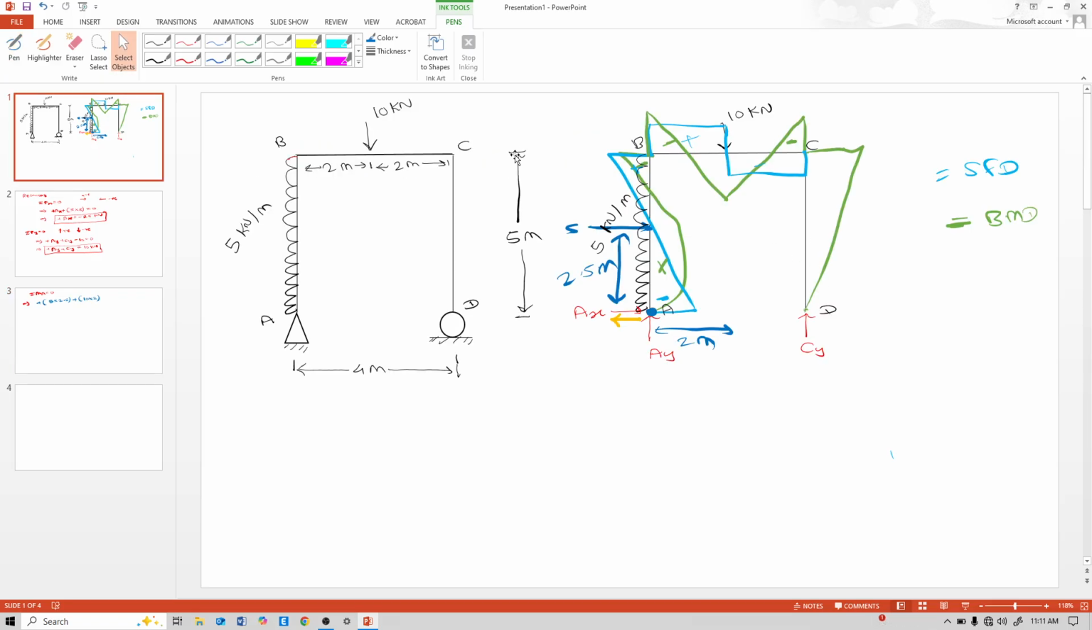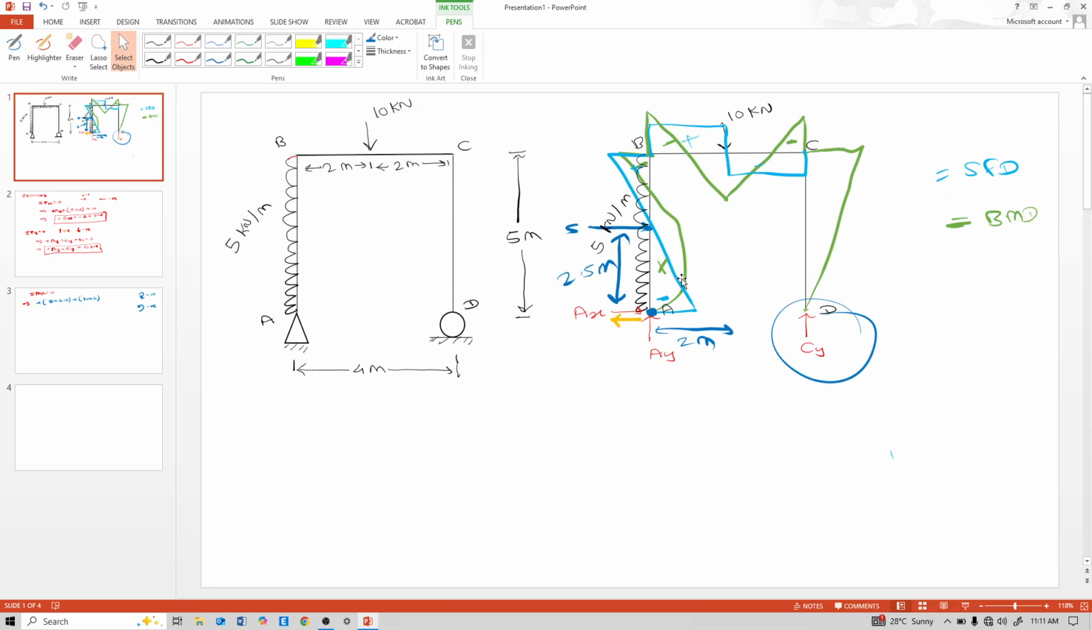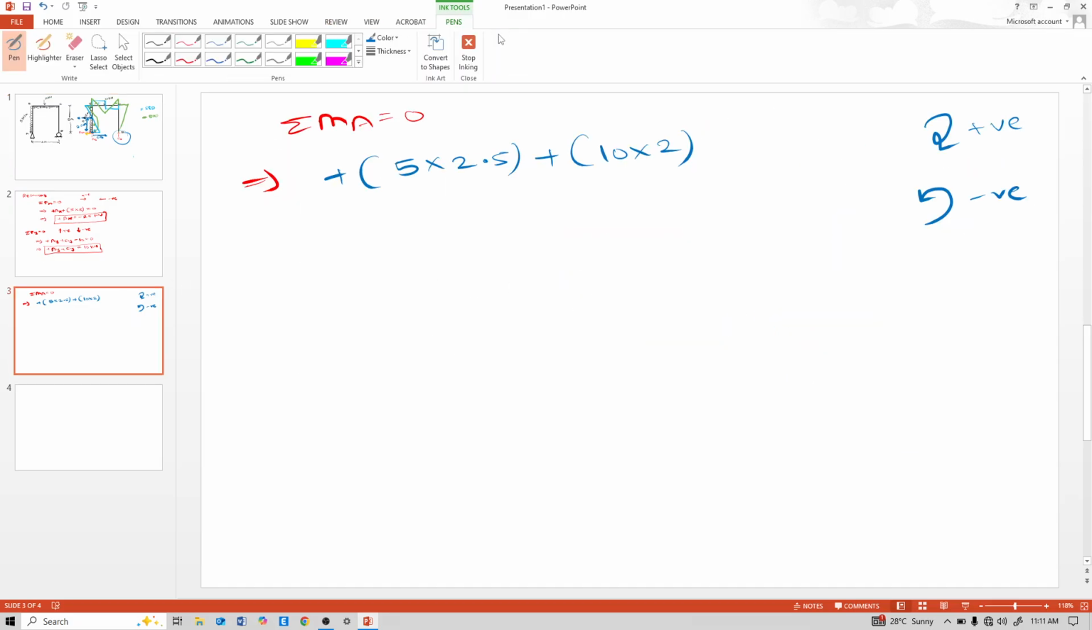Again, now see this CY. This CY is anti-clockwise to that point, so anti-clockwise means minus sign. Remember, clockwise is positive and anti-clockwise is negative. So minus CY into the perpendicular distance between that point and the force, which is 4 meter. So minus CY into 4 equal to 0.